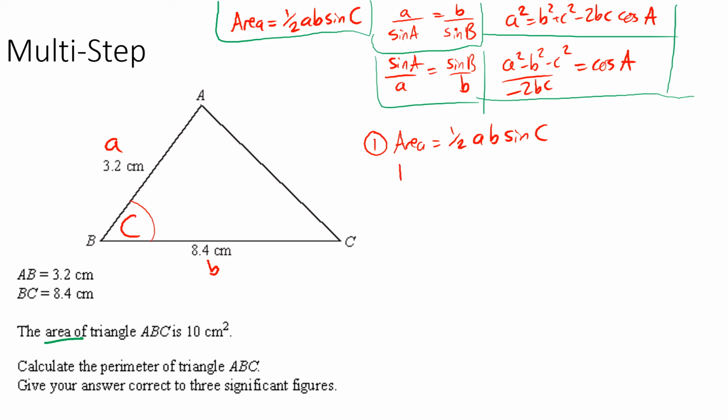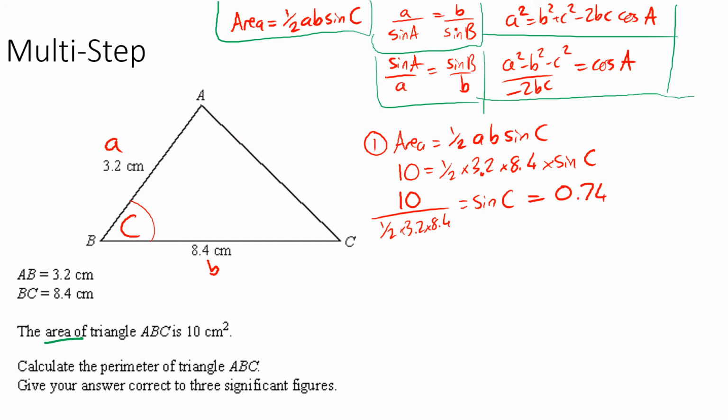We know the area is 10, so it's equal to a half times 3.2 times 8.4 times sine C. And we can obviously divide 10 by that half times 3.2 times 8.4 to just get sine C on its own. If we plug that in, we'll get 0.744, and obviously it's sine, we want the actual angle, so we're going to have to use shift sine on that, and we'll get that the missing angle is 48.1 degrees.